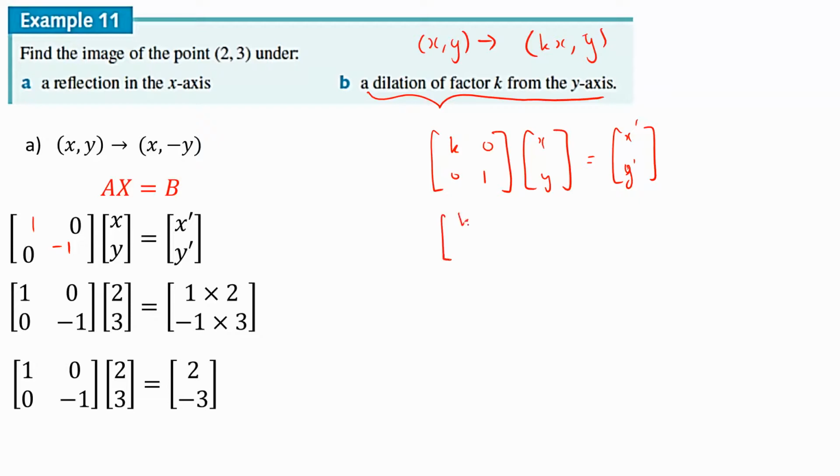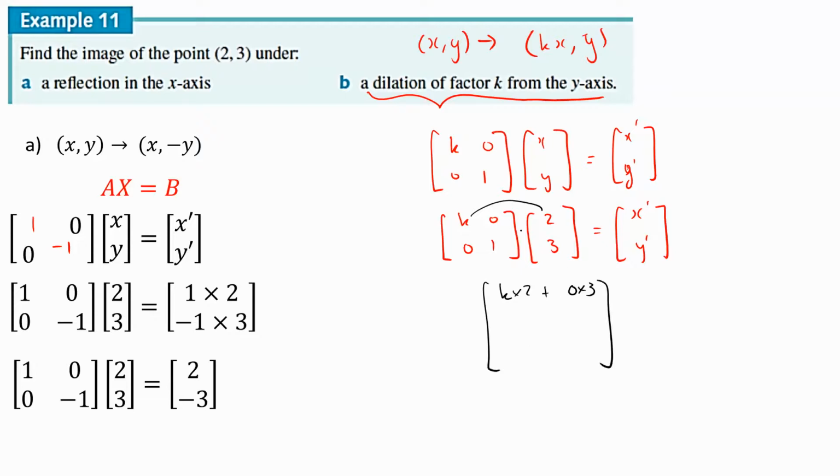Then you say, all right, k, 0, 0, 1 multiplied to the coordinates 2, 3, and you want to work out what x dash, y dash is. That is where you use 7e to multiply two matrices together. So here we go. We've got k times the 2 plus 0 times the 3. And then row 2, column 1, so 0 times the 2 plus 1 times the 3. And you can see the answer ends up being 2k, 3. Okay? And that's your x dash, y dash.